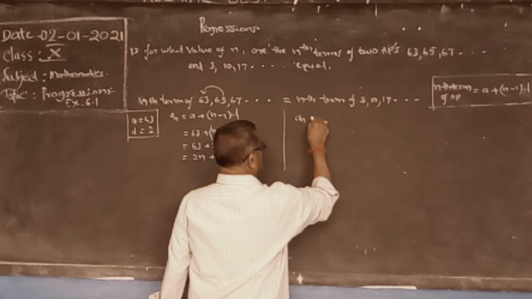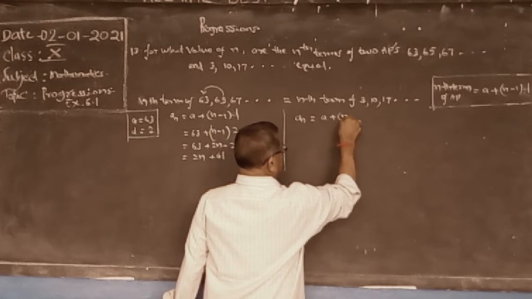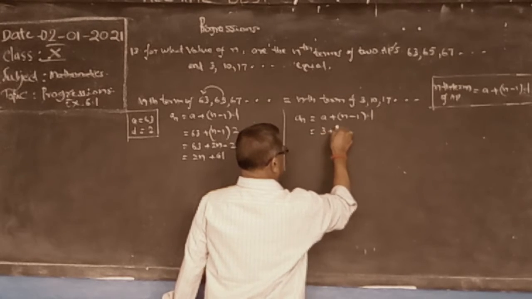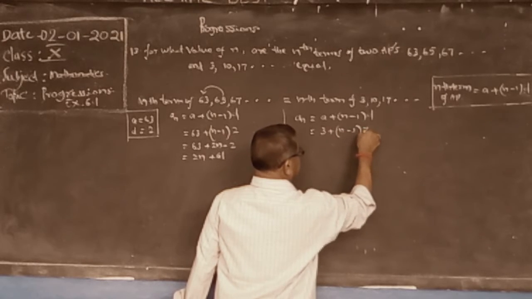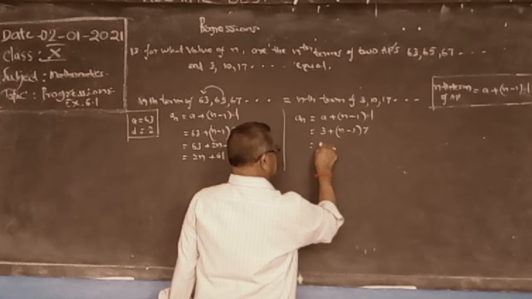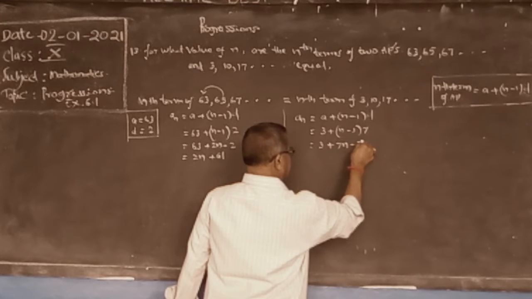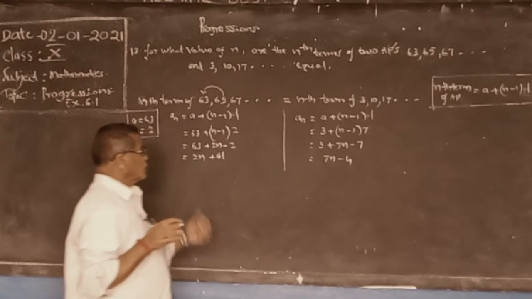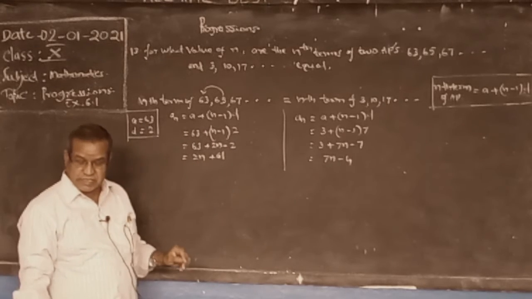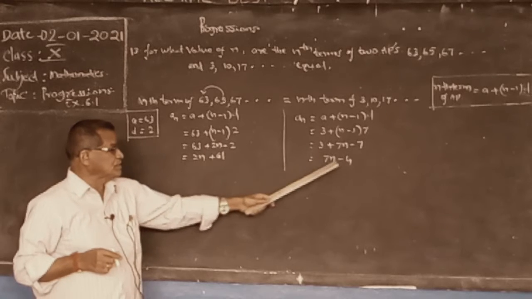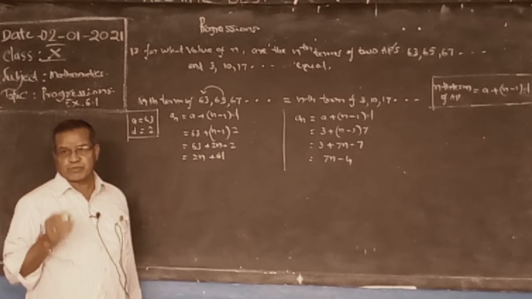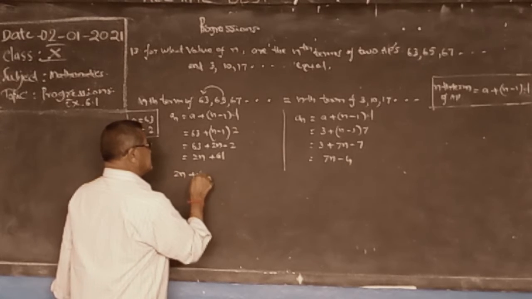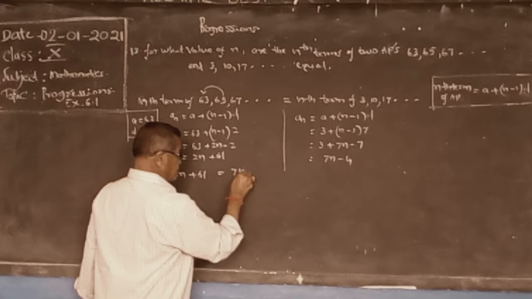An is equal to A plus n minus 1 of D. A is 3, n we don't know, D is 7. 3 plus 7n minus 7, that is 7n minus 4. The nth term of the first series is this much, the nth term of the second series is this much, but both are equal as given in the problem. Since both are equal, 2n plus 61 is equal to 7n minus 4.